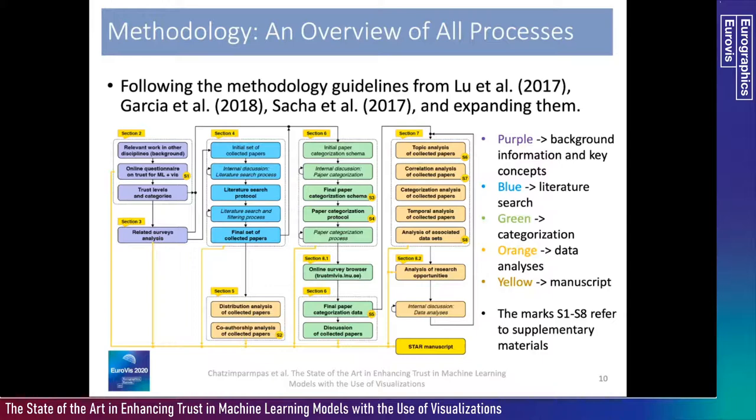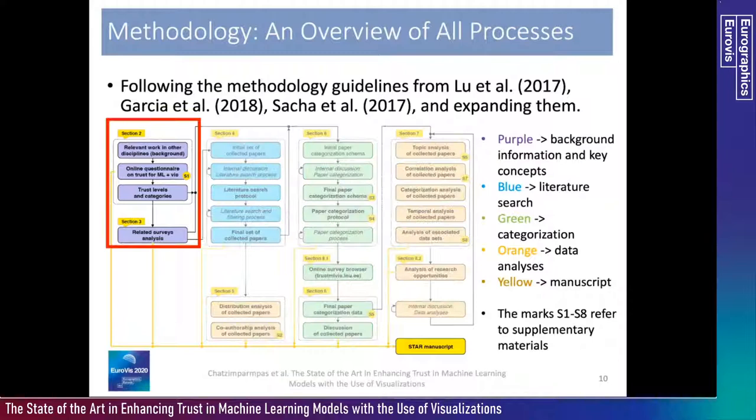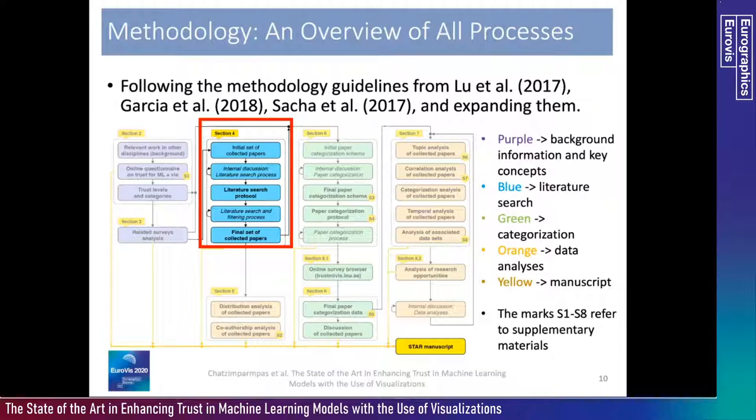We followed the methodology guidelines from various related works and we expanded them. We started with a search for definitions from relevant work in different disciplines, shown in purple. At this stage, we also conducted an online survey, which informed the design of our trust levels and categories. In blue, we have the process followed for the collection of the 200 papers analyzed in this STAR.